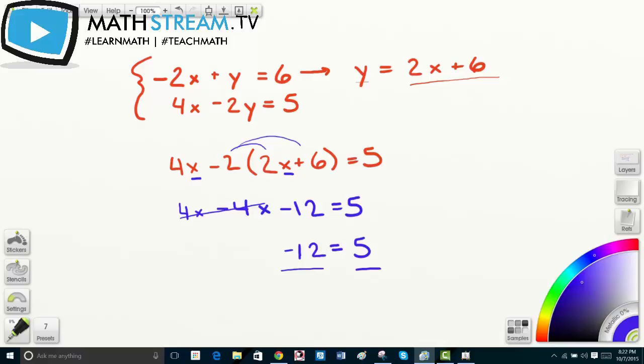We went through our process: we isolated a variable, we plugged that into the other equation, we went to solve for x in this case, and we got a nonsense statement. If the answer is nonsense, like negative 12 equals 5, the answer is just no solution. Okay, that was our second example.